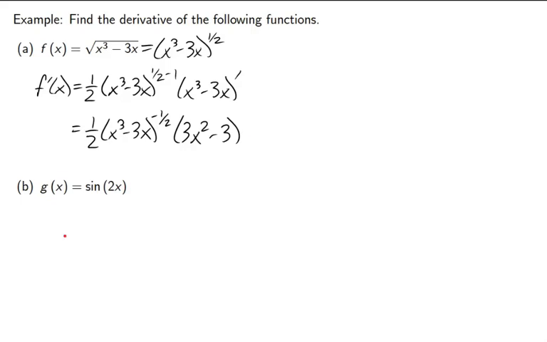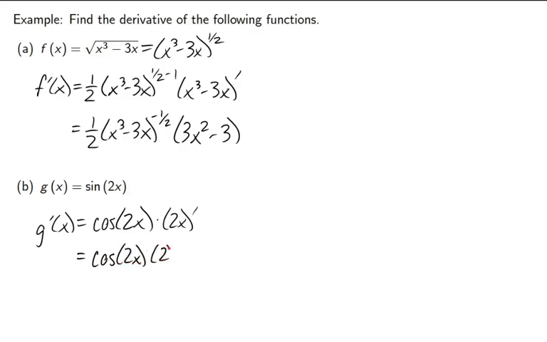Next example. Here the outside function is sine. Particularly we'll call it sine of u. The derivative of sine of u is cosine of u times the derivative of the inside. Every time, take the derivative of the outside, leave the inside alone, call it u if you like, and multiply by the derivative of the inside. I get cosine of 2x times 2 for my answer. If you'd like, you could write that as 2 cosine 2x.